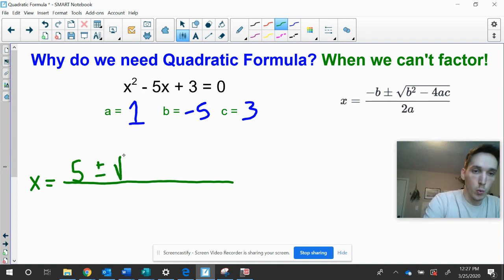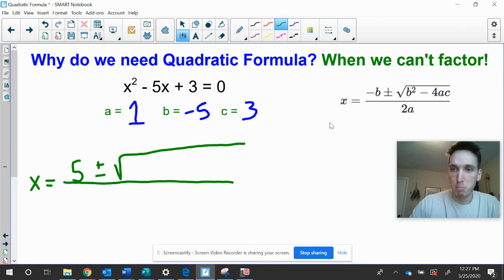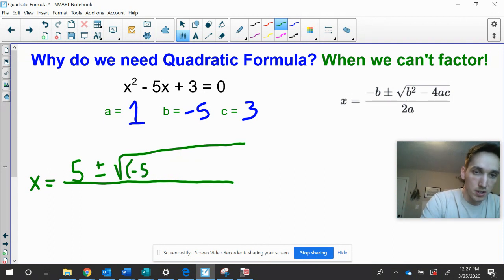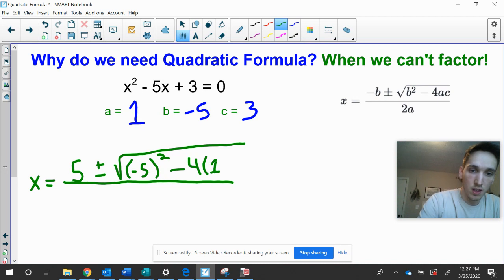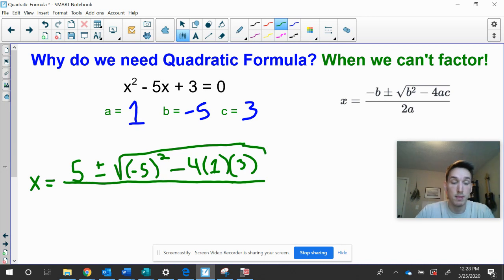the square root of B squared. Well, B is -5, right? So remember, super important. Put this in parentheses. -5 squared minus 4 times A times C. So the formula always has the 4, right? A is 1, C is 3. And we just filled in the top.